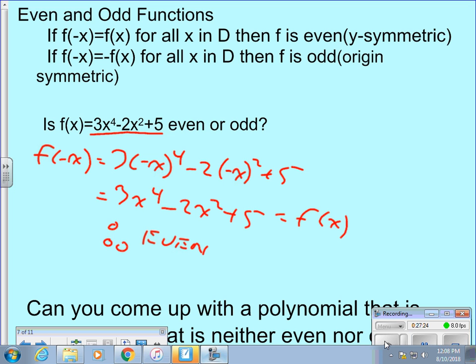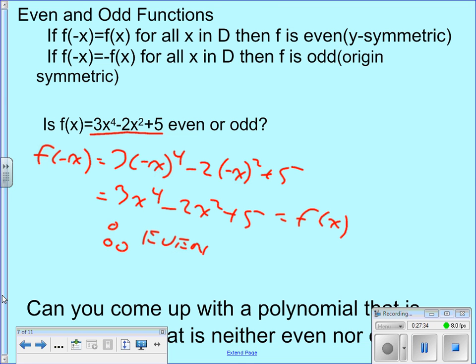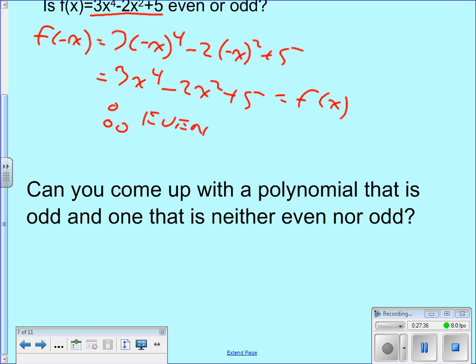Now, that's because I've got it memorized, and I can close my eyes and picture the two graphs, so I can figure out the math very easily. Do you have to know all that stuff? Not necessarily. So here's a question I have for you. Can you come up with a polynomial that is odd and one that is neither odd nor even? We just talked about it, so you know what to do to find odd polynomials and what to do to find neithers.